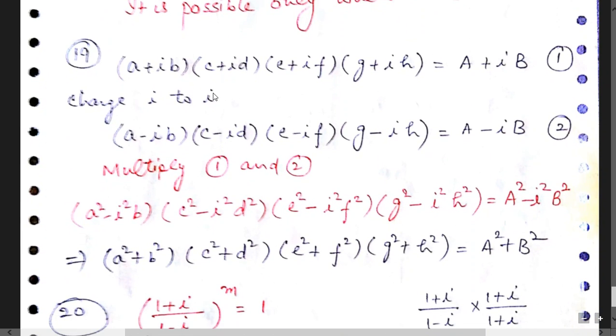This is again a similar question as done earlier. The statement is this: a plus iota b, c plus iota d, and all the terms with positive sign. Simply change iota into minus iota, you will get this term, and multiply both the terms, you will get the answer.